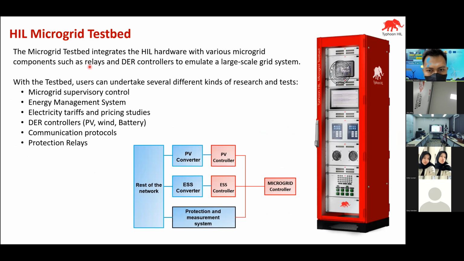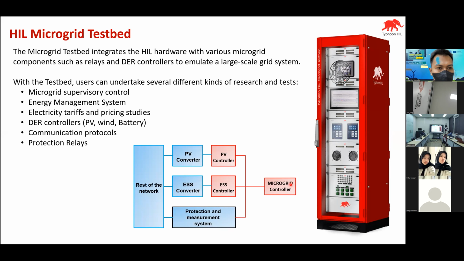So this is what I mean, the Typhoon HIL microgrid test bed. You can see that there is a top level microgrid controller controlling the different controllers of the different converters. So in a microgrid system, you may have PV, you may have battery, you may have wind, you may have a diesel genset, and each of them has its own controller, and they are all controlled by the top level supervisory control.